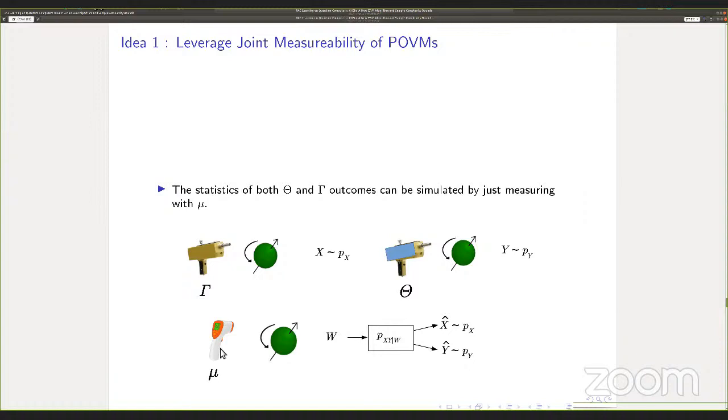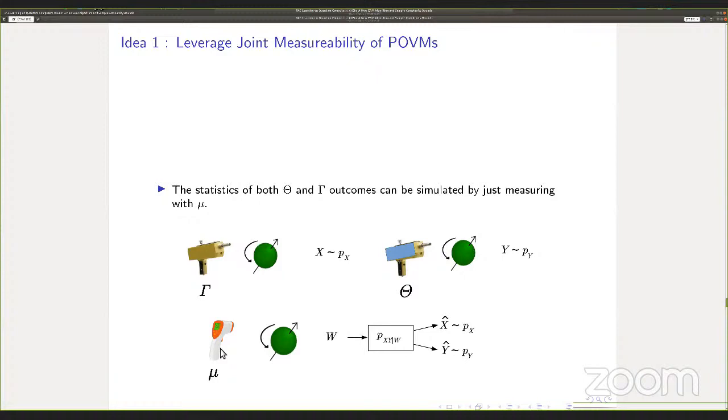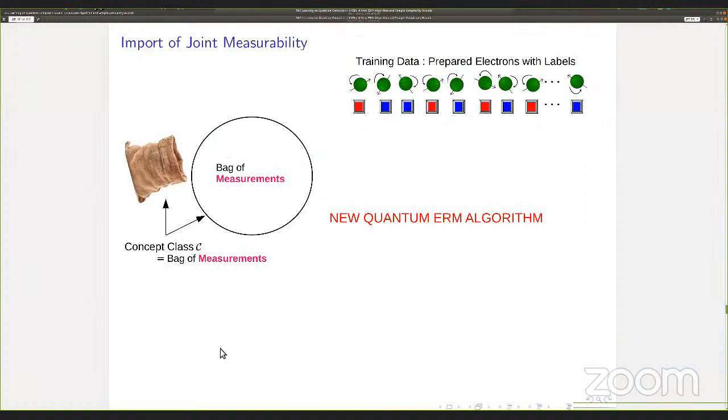So this clearly gives you an idea. What you do is you go into your bag and identify these jointly measurable classes. I've written this formally in the math, but that's hard to understand. Even if you're interested, I'll be happy to explain later on. But this is the idea: I call this mu a finer measurement, because it can be post-processed through some channels to give you x and y that are faithful to the original measurements. That gives you a first step in your learning algorithm. Well, you have your bag of measurements.